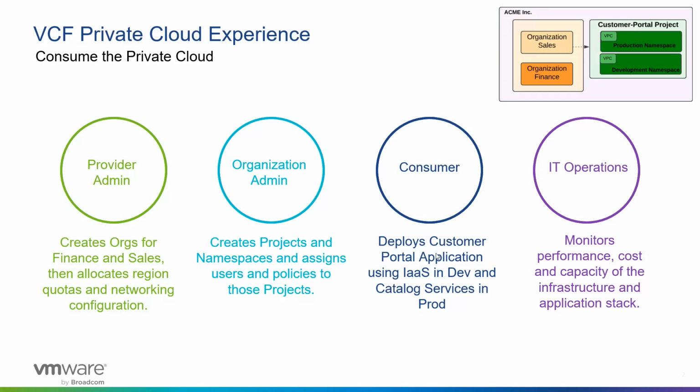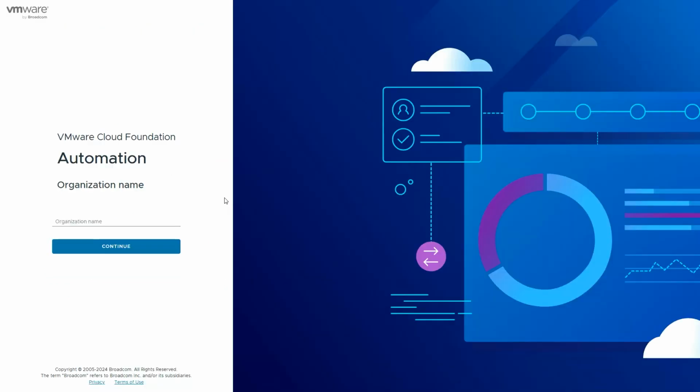So we'll click on consumer, and we're going to be at the login VCF automation page where we're going to provide our organization name. We know that's ACME Sales. And I'm going to hit continue.